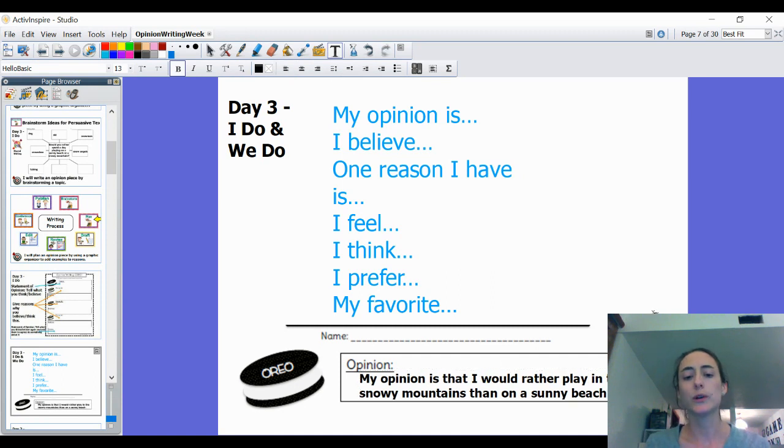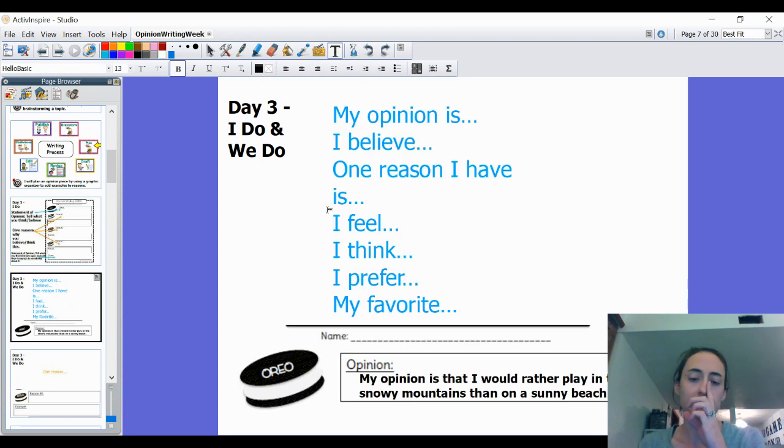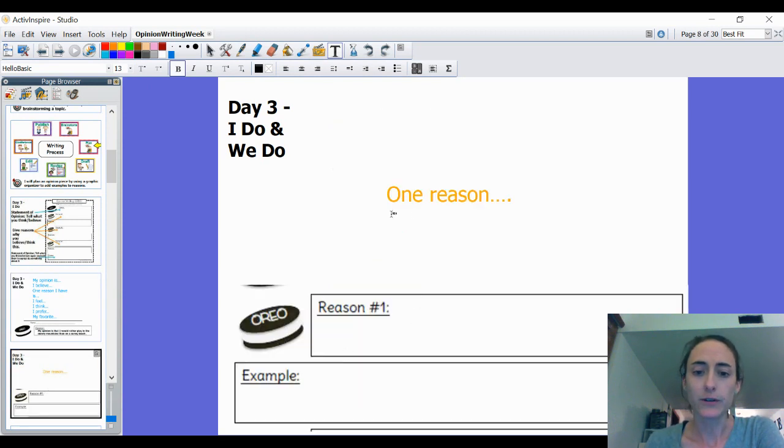Okay, so on your paper, when you go to type in, you just need to make sure to clearly say what you think, which choice you made in your first sentence. Okay, you can use any of those sentence frames up there. I just chose to start with my opinion is. You can say, I prefer going to the snowy mountains than spending a day on a sunny beach. My favorite place to spend a day is on a snowy mountain, and I like this better than playing on a sunny beach. And then we're going to go with one reason next.